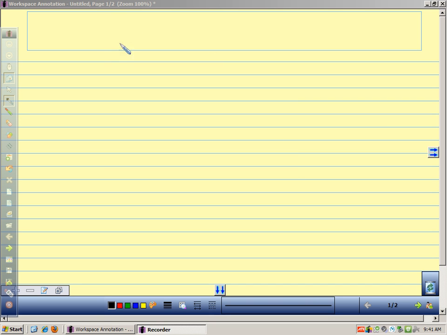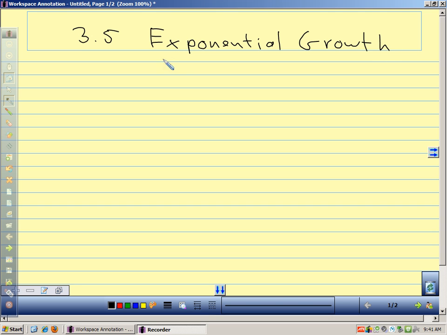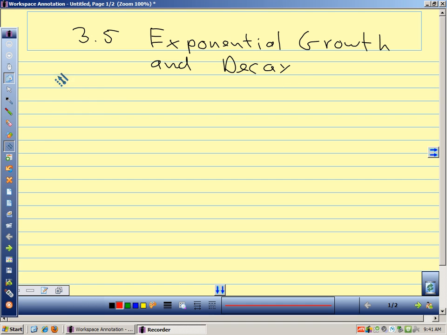So let's see. We're in section 3.5. This is the last thing we're talking about this chapter: exponential growth and decay. They're just two basic models that we're going to talk about in this section. Two types of functions that we're going to work with.